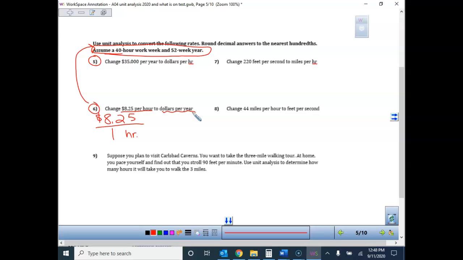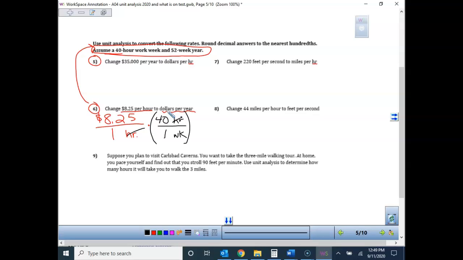As I take a look at it, Carter, using this information that I circled up here, what do you want to multiply by next to get rid of my unit hours? Hours over week. And what do we know? How many hours in a week are we working? 40. So 40 hours to 1 week. Okay, so my answer is now dollars per week. But I don't want to know dollars per week. I want to know dollars per year.